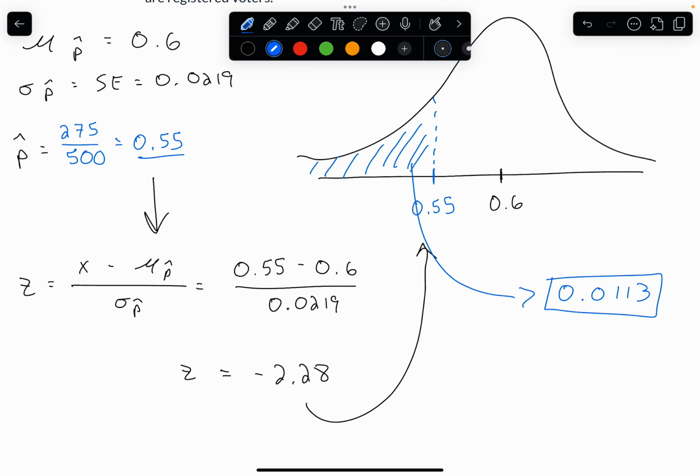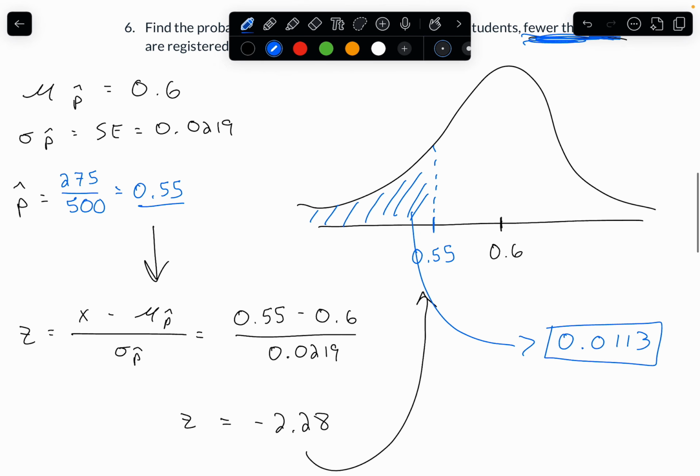So I would strongly encourage you, as you're working through these types of problems, to take a moment and specifically write out what is the mean of your sampling distribution, what is the standard deviation, and what does the picture look like. And that's going to help you when it comes time to finding your z-score and then finding your probabilities.